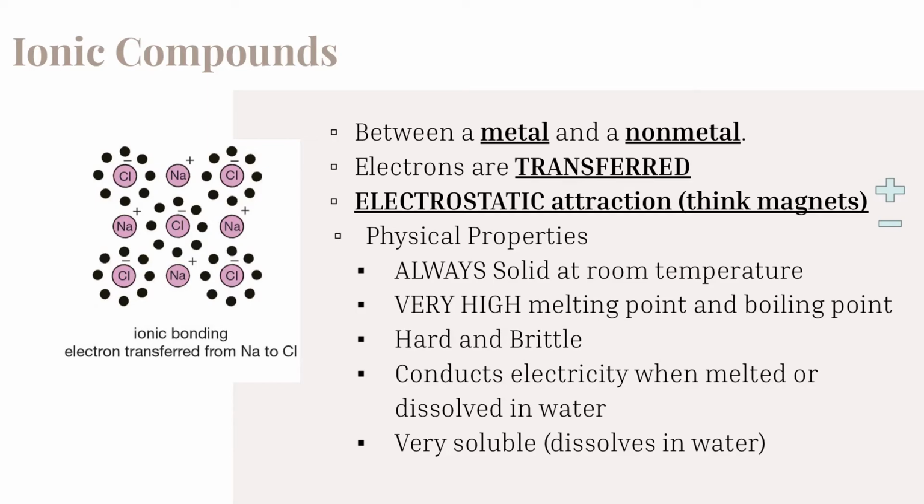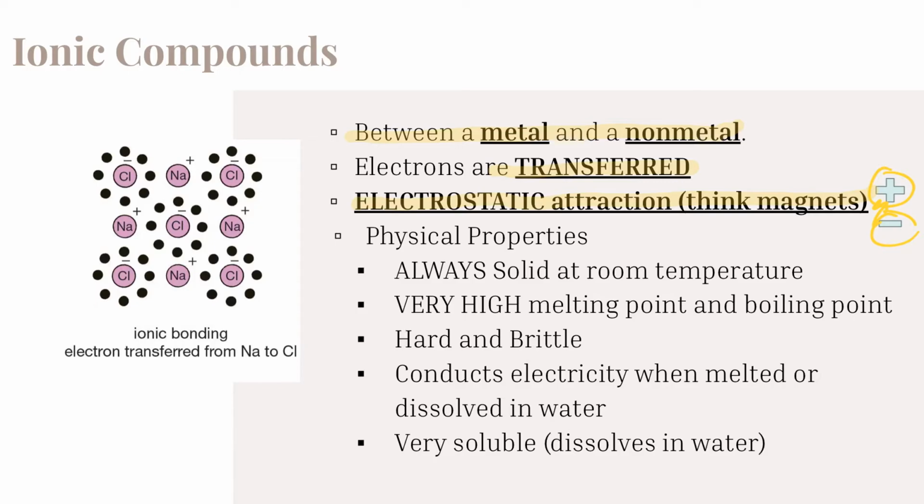Ionic compounds are between a metal and a nonmetal. The electrons are transferred, and they're held together by electrostatic attraction. So think magnets. You have a positive end and a negative end, and they are attracted to each other.